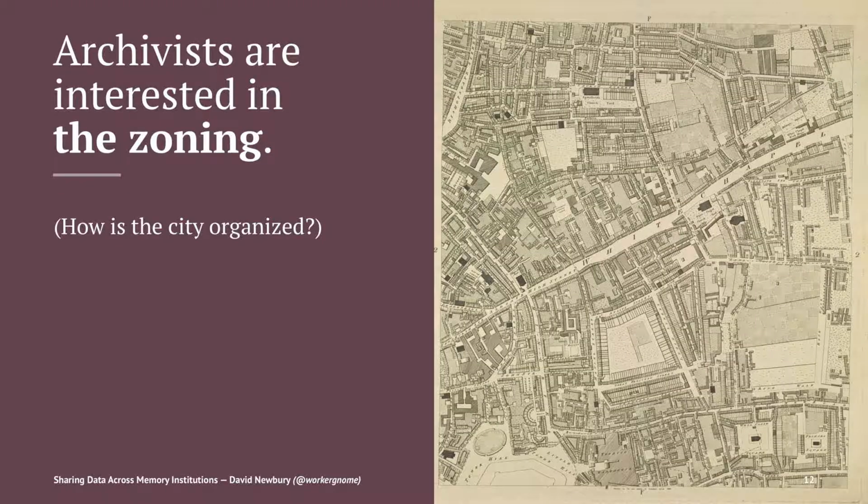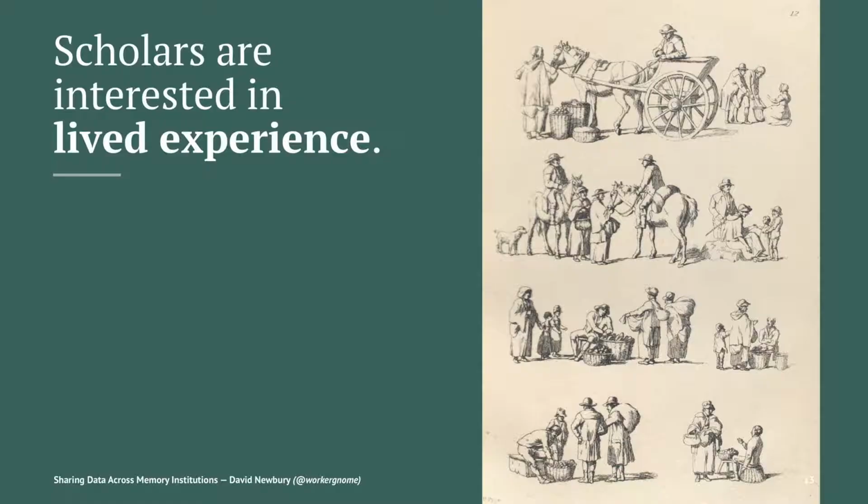And archivists are really interested in zoning. They care about organization. They care about structure. They care about what are the different classifications and what's the context these buildings exist in. If we don't have neighborhoods, they're just a bunch of bricks in a pile. And the scholars could care less about the actual buildings. They're interested in the people, in the lived experience, in those stories that are enabled by this city.